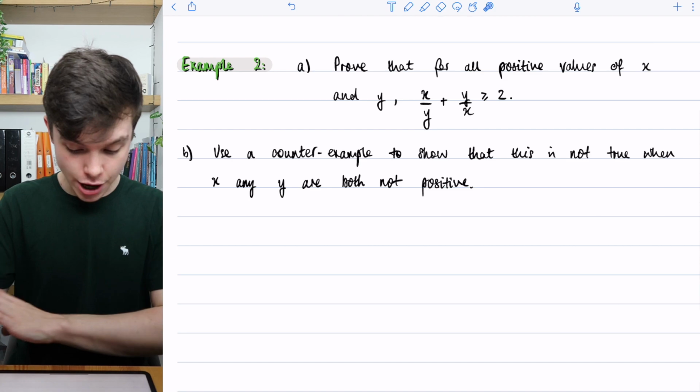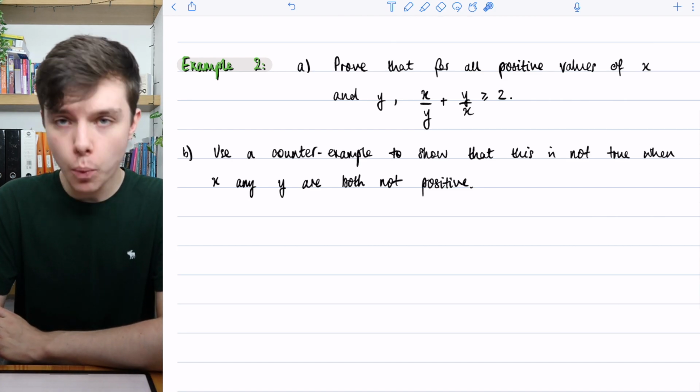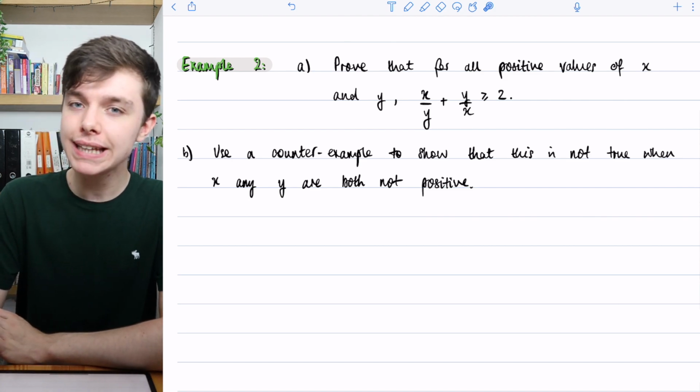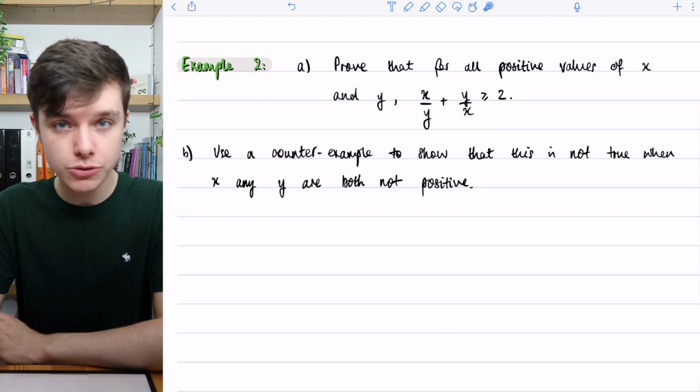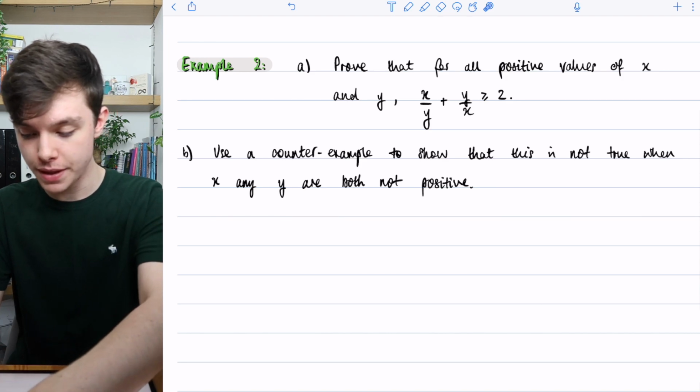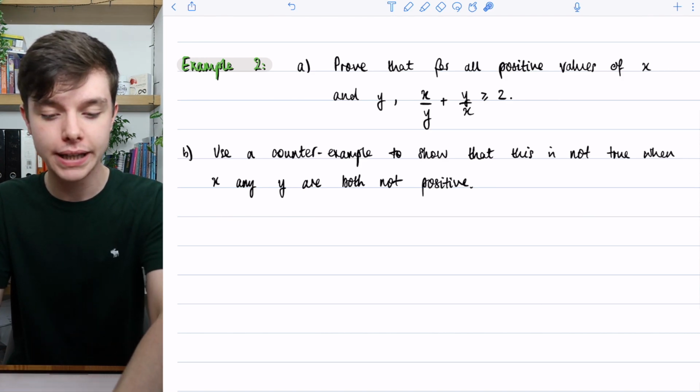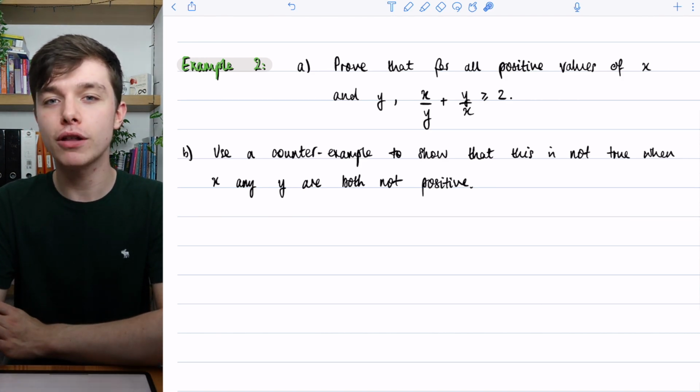Here is another example. Now, part 1, or part A, is not really a counterexample, it's just a proof, okay? Part B is where the counterexample comes in. So, if you want to pause and have a go with this one, please do, and then press play and we'll work through the answer.